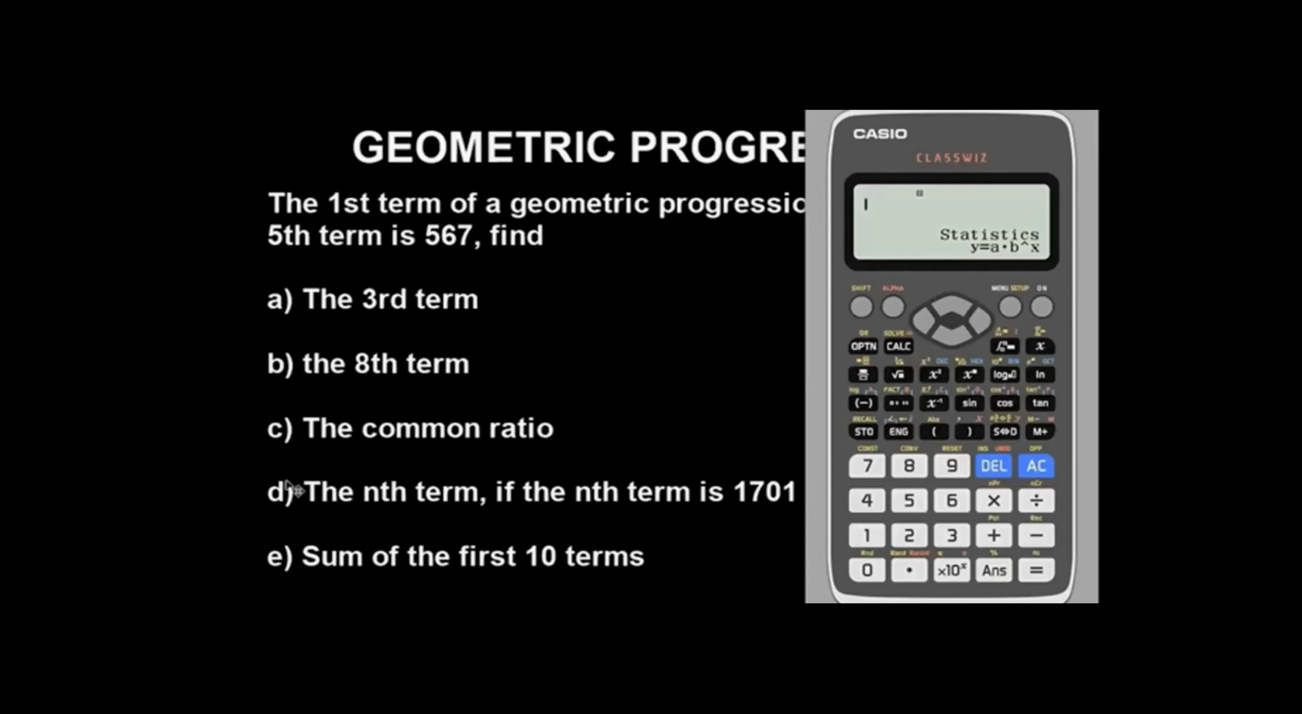To find the end term, if the last term is 1791, guys. Okay, very, very simple. All you simply have to do is press this number 1701. Then you go back to option, come down, regression option 4. Don't forget, guys, to find the end term, you go with this symbol under option 4. Don't use the symbol under 5, press 4.